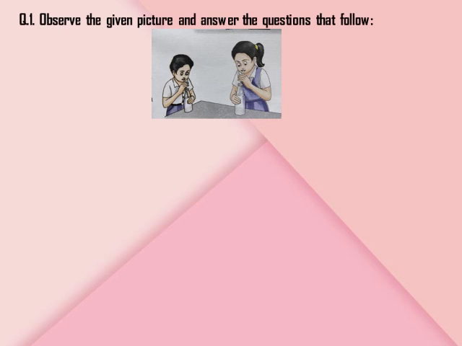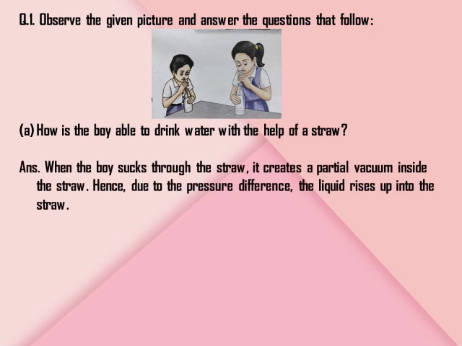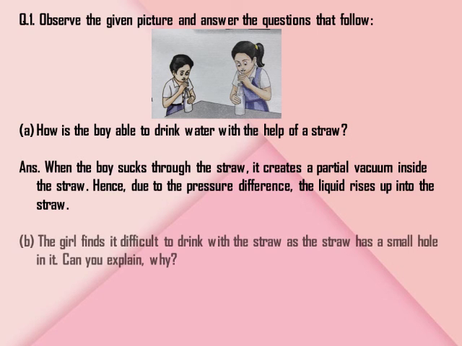Let's take the first question. Observe the given picture and answer the questions that follow. How is the boy able to drink water with the help of a straw? When the boy sucks through the straw, it creates a partial vacuum inside the straw. Hence, due to the pressure difference, the liquid rises up into the straw.